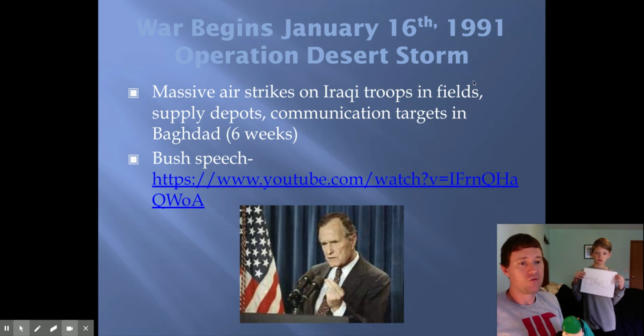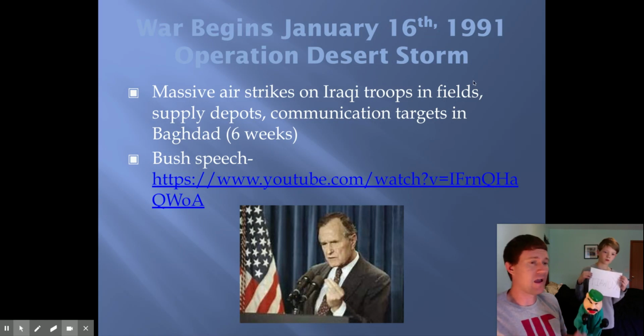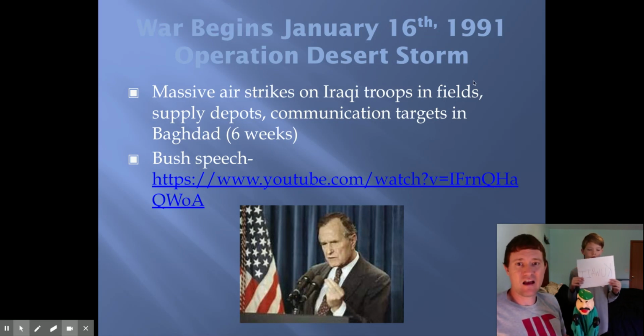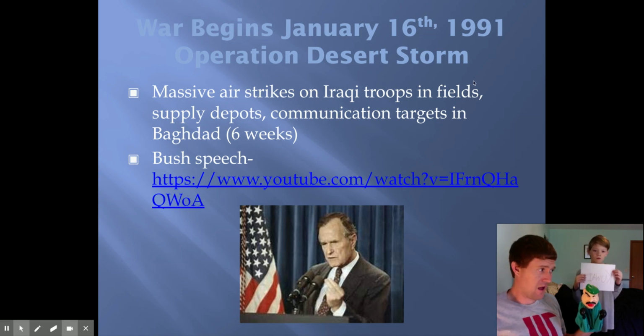Now, George Bush makes it clear that we need to have an objective. The objective is to get Iraq out of Kuwait. Notice he does not say to create democracy, to get rid of Saddam Hussein. It's to get Iraq out of Kuwait, a very clear objective for this war.